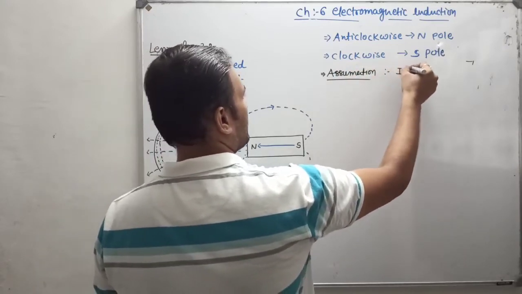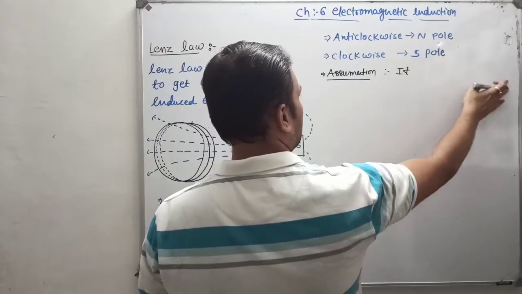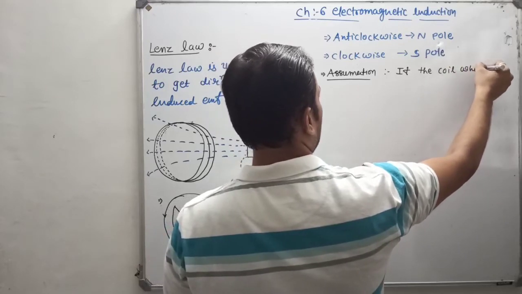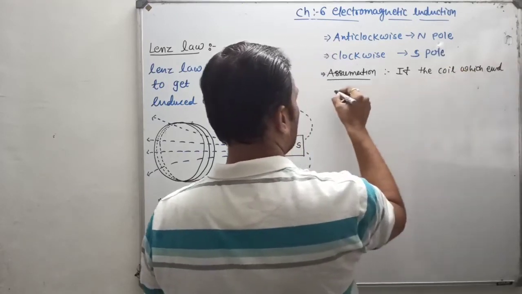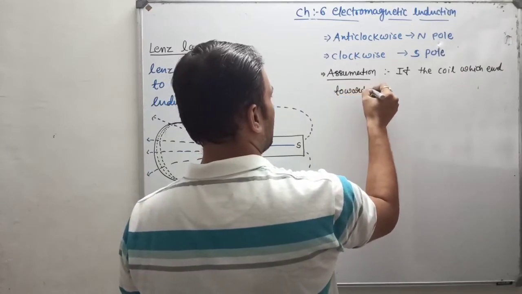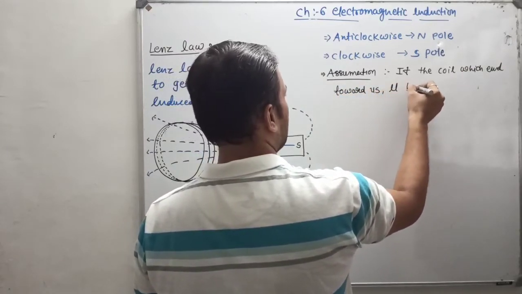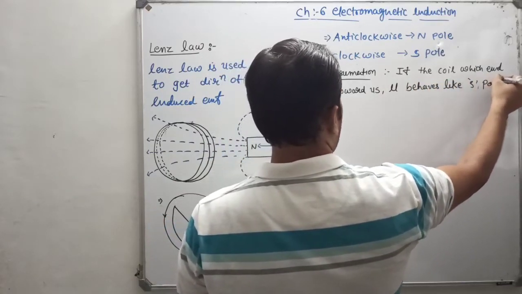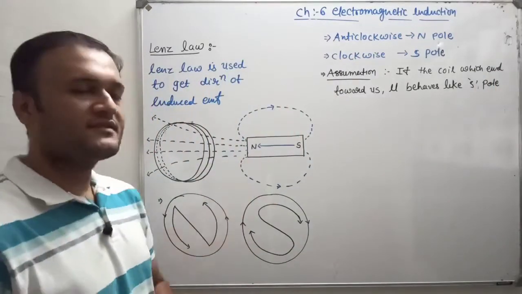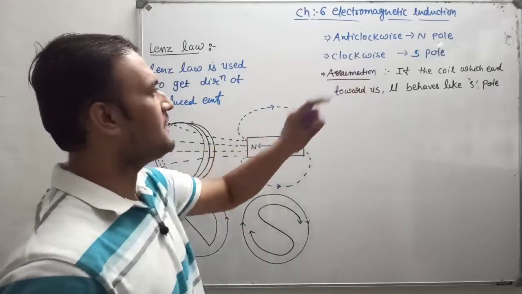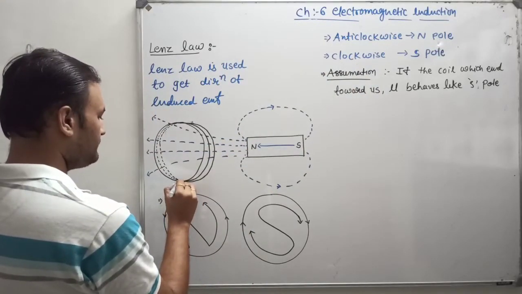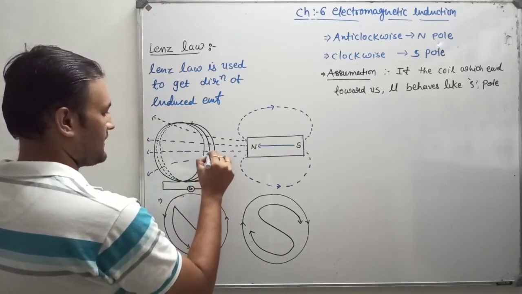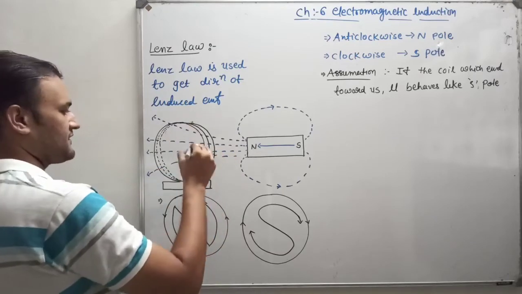If the coil end which is towards us behaves like S pole. Okay, now I said it behaves like S pole, it means the current will be clockwise. Here, we forgot this, here the galvanometer is connected, okay, and the current will be clockwise, it means in this direction.